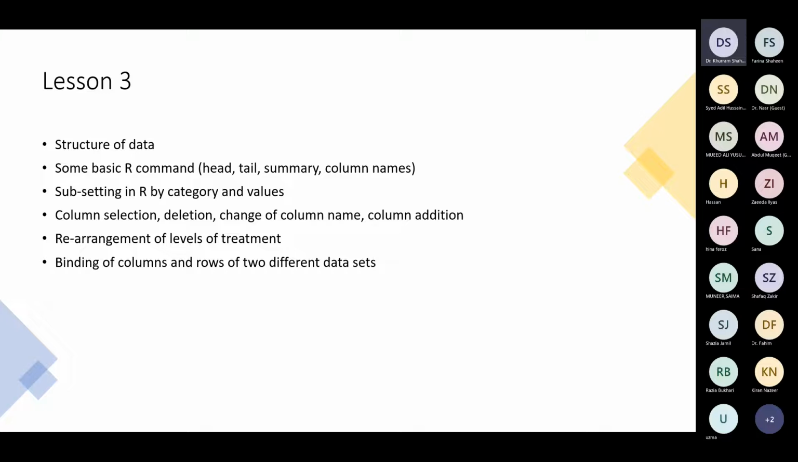And then there is the binding of columns and rows of different data sets. You have collected two data sheets, and you want to bind one column of that data set into the first data set. So you can bind columns and rows of different data sets through R functions.